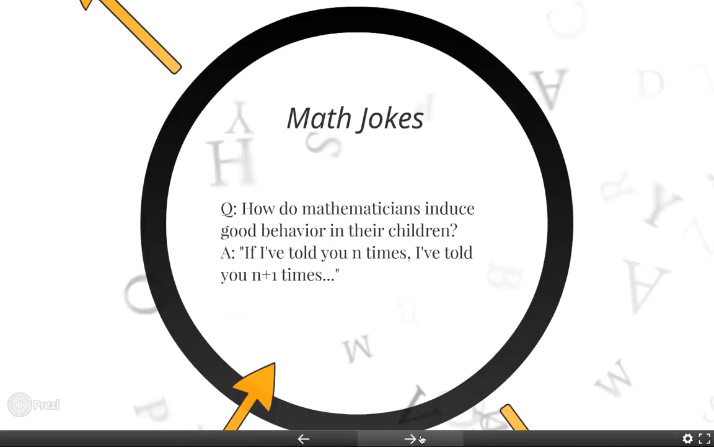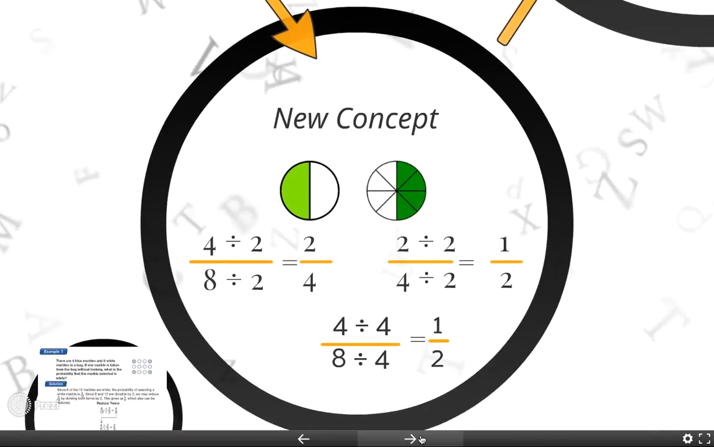Here's the math joke for today. How do mathematicians induce good behavior in their children? The answer is, if I've told you n times, I've told you n plus 1 times. Anyway.